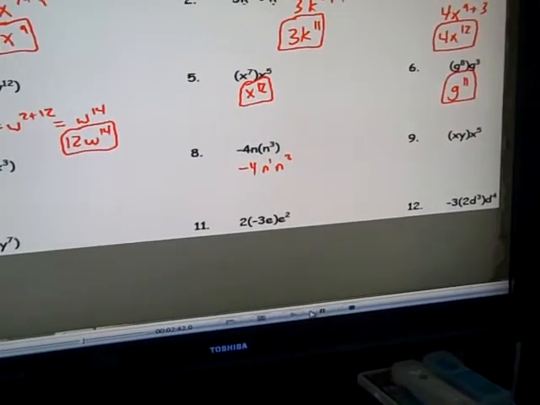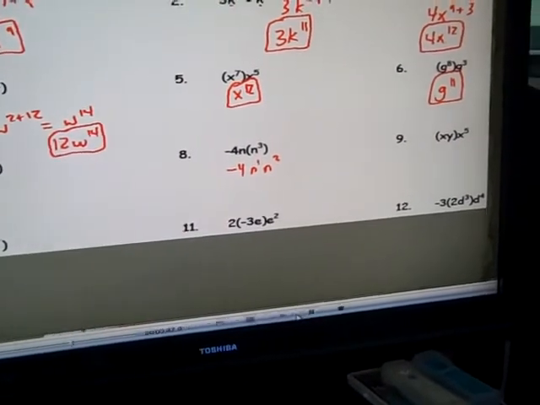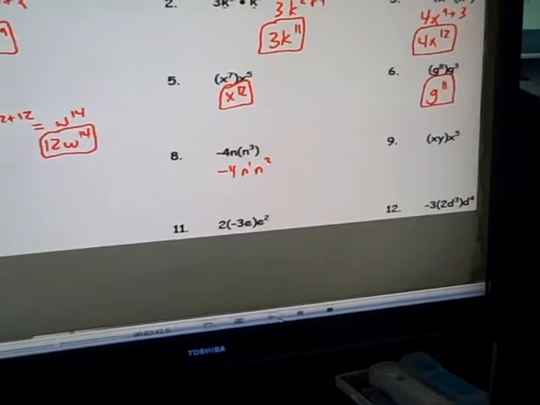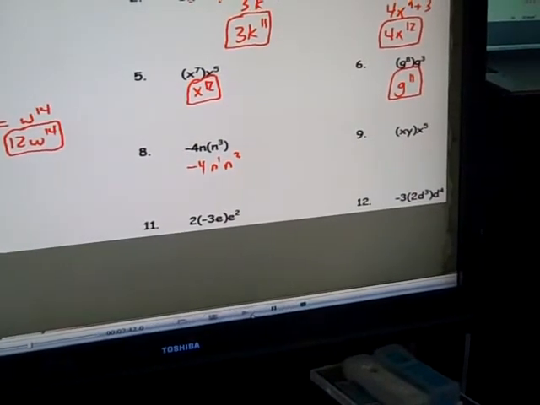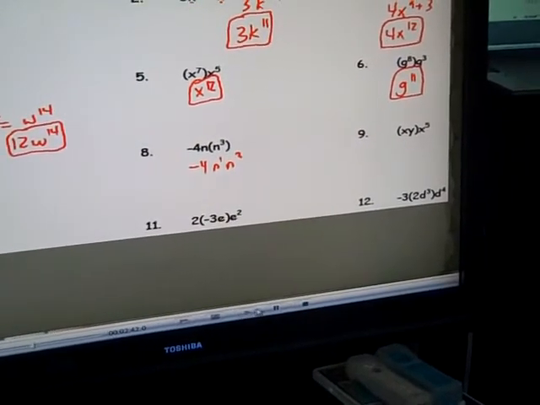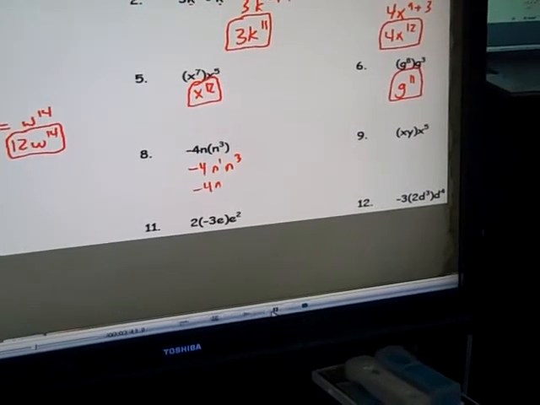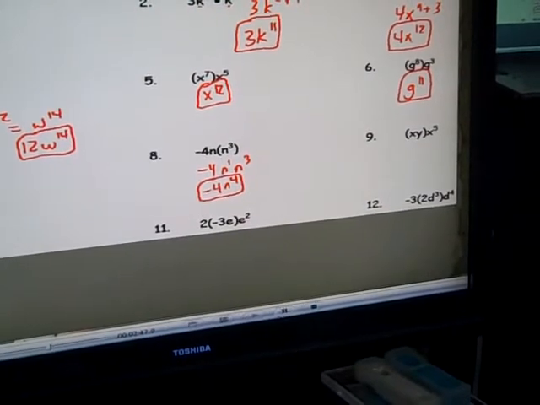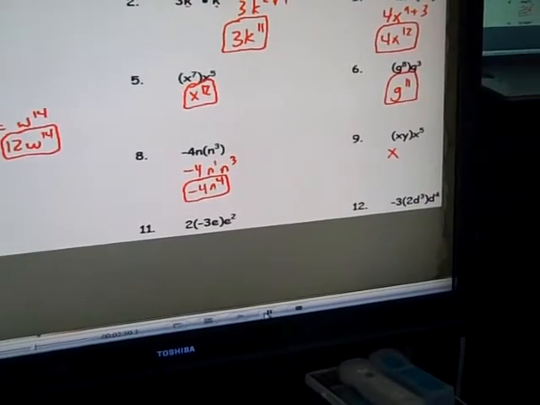Now, when there's a variable and there's no number exponent assigned to it, we just assume that it is 1, n to the 1st power. And then together, n to the 1st power times n to the 3rd power is the same thing as n to the 1 plus 3, or in other words, n to the 4th. And the number in front, negative 4, just stays the same.